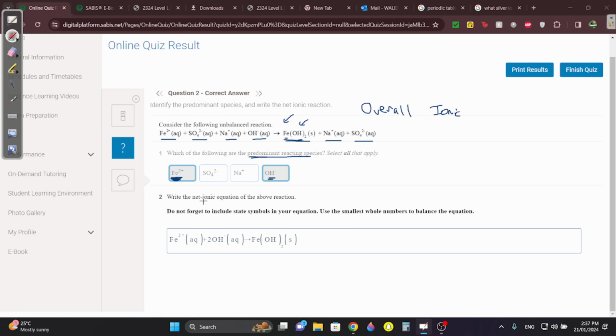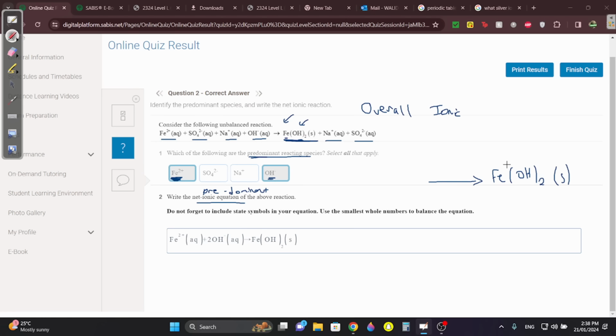Okay? Write the net ionic equation. I told you net ionic means you only take the predominant. Okay? How do you start? The way our chemistry teacher told us is you start by drawing an arrow and you put the precipitate on the right, which in this case is Fe(OH)2 solid. This is the precipitate, the solid, always the solid.